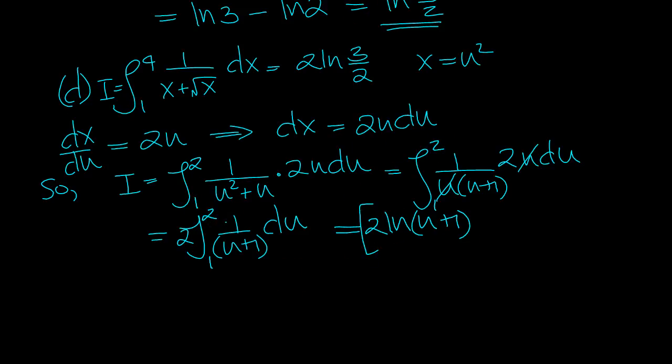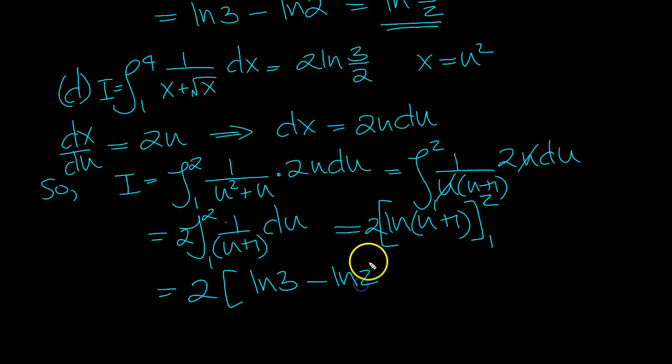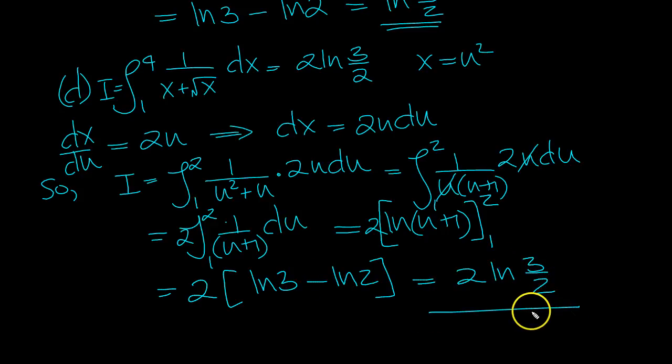We could leave the 2 outside the bracket. 2 lots of, and between 1 and 2. So it's equal to 2 ln 3 minus ln 2, isn't it? Top value take bottom value, put the 2 in, ln 3, put the 1 in, ln 2, which is 2 ln, minus you divide top over bottom, the logs, 2 log 3 over 2, which is what we needed to show.